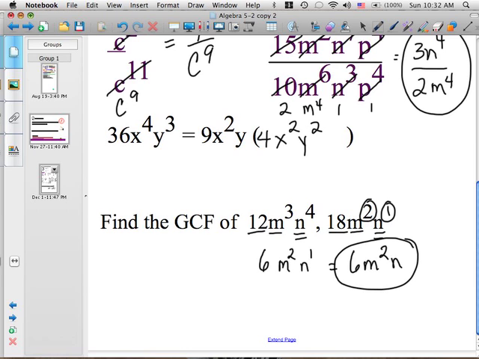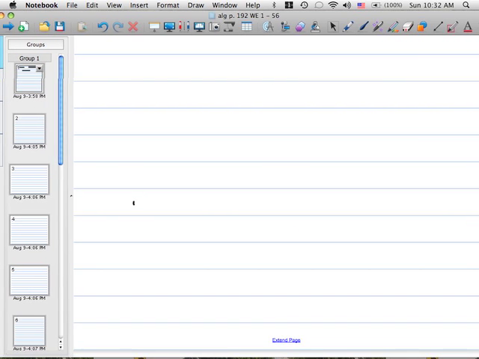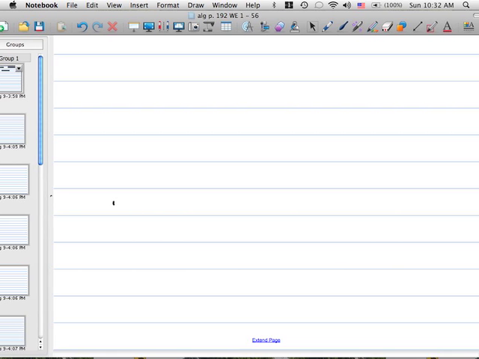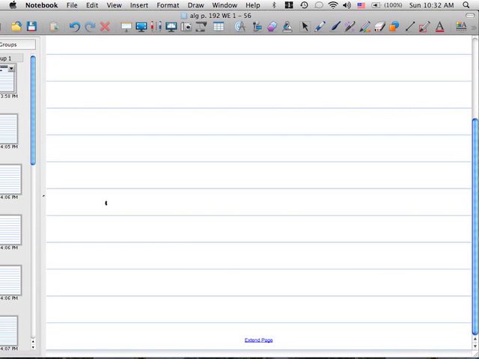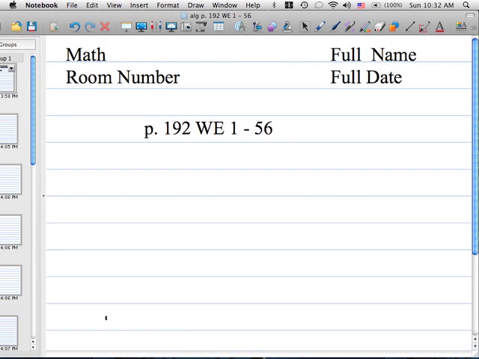We're ready to do the assignment, so you need your books open to page 192 and your paper headed, folded in half, and your title 192 written 1 to 56. So problem number 2. Use 2 lines for fractions. We have 54 over 72.